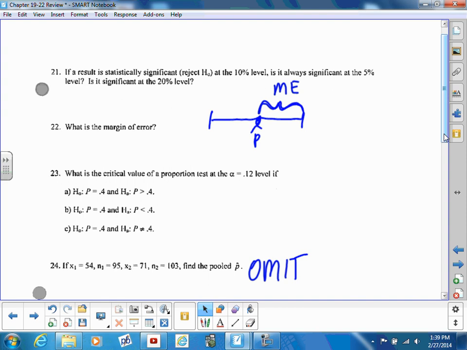Okay. All right. Here's number 21. If a result is statistically significant. All right. So now I officially have got to make sure you totally understand what statistically significant means. Statistically significant means your sample fell in the rejection region and gave you the ability to reject the null hypothesis. You have a statistically significant sample if it led you to reject the null hypothesis. Okay? All right. Now.